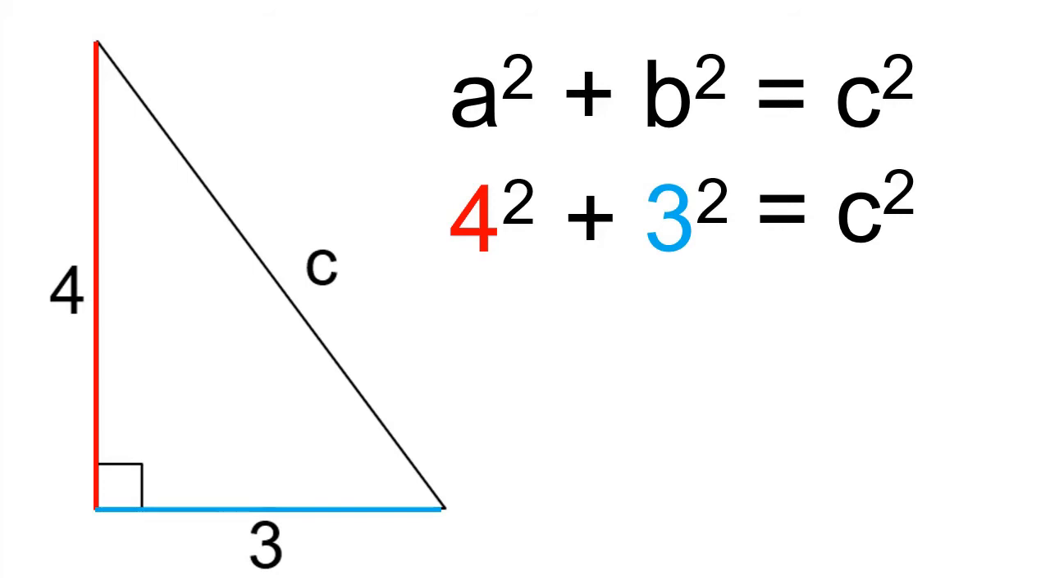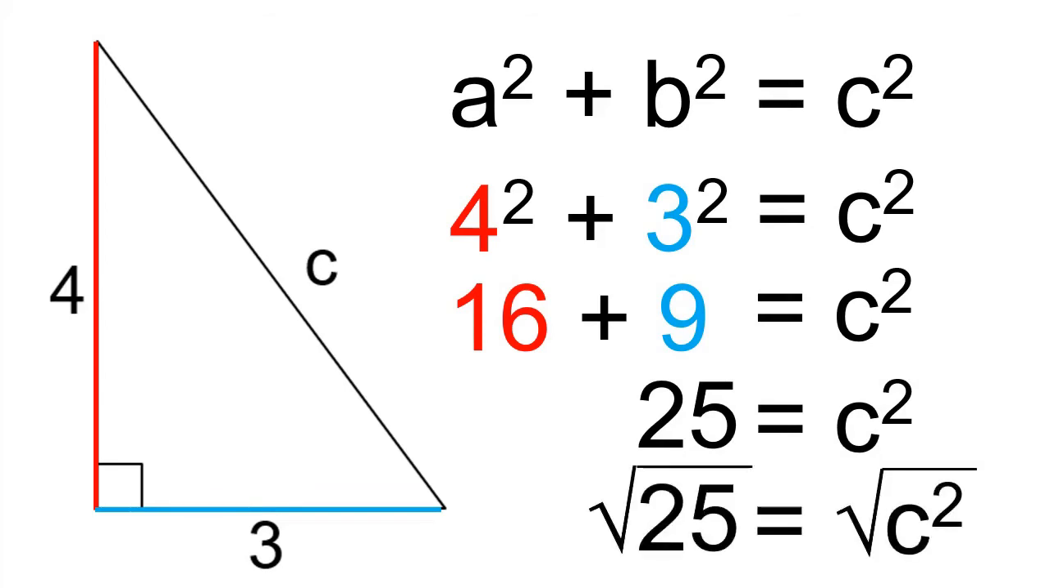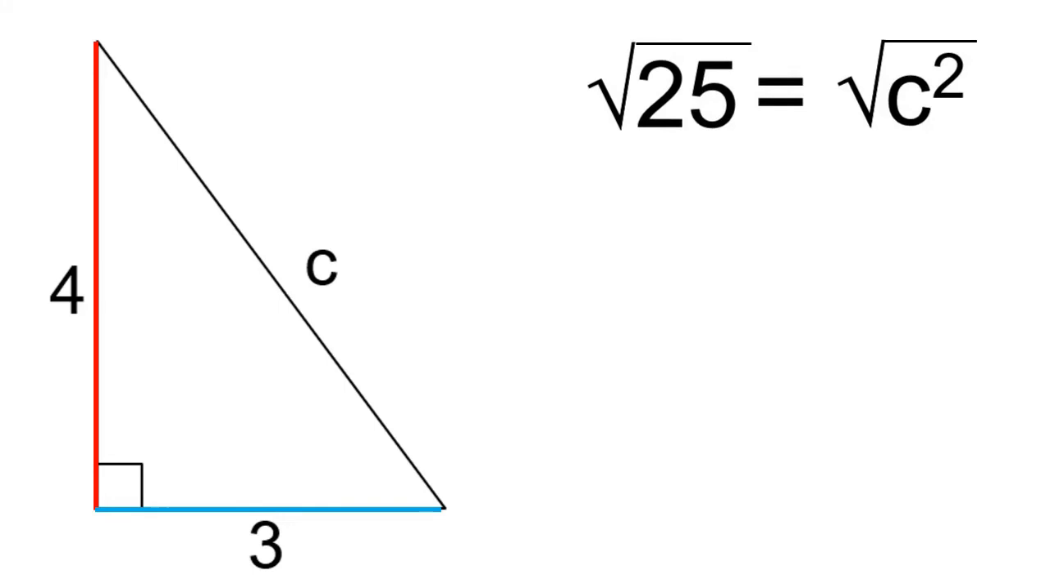So we simply do 4 squared, which is 16, plus 3 squared, which is 9. 16 plus 9 is 25. And so 25 equals c squared. Now in order to remove the squared, we need to do the square root of both sides. So we end up with root 25 equals square root of c squared, which is basically c. So the square root of 25 is 5, and so c equals 5.